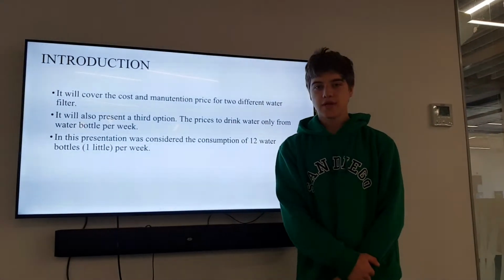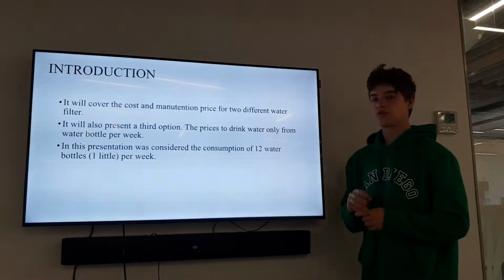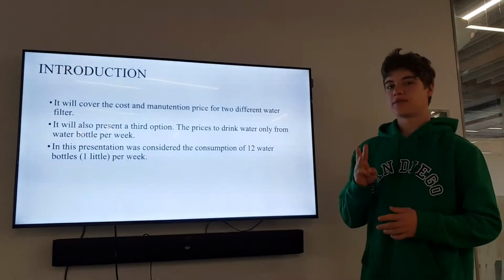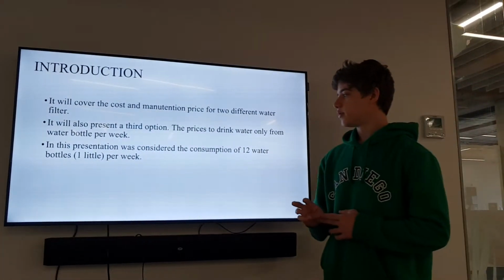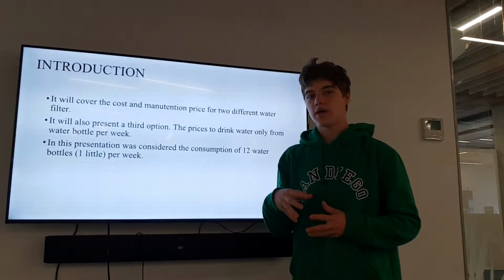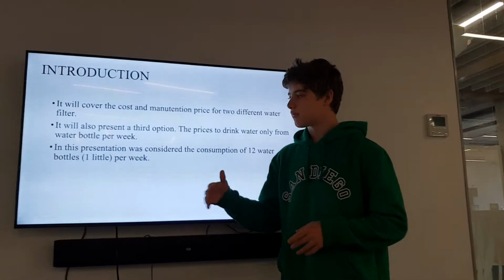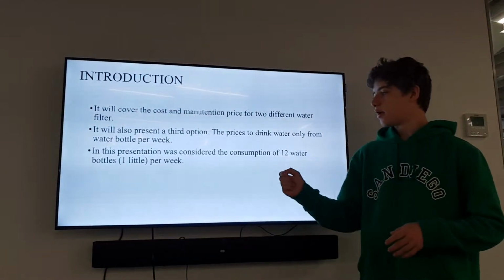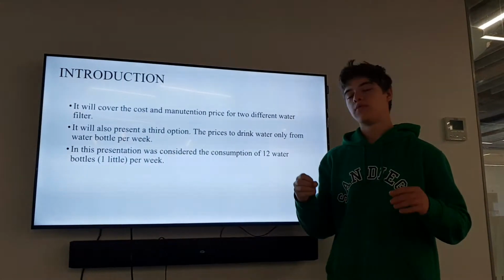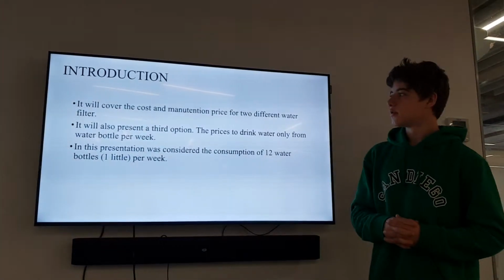In this presentation, I will cover the cost and the maintenance price for two different water filters, and I will also bring a third option, which will be water bottles, and how much I will spend per week to buy water bottles every week to drink. I will do a comparison between them, and in my conclusion I will show which one is the best option.